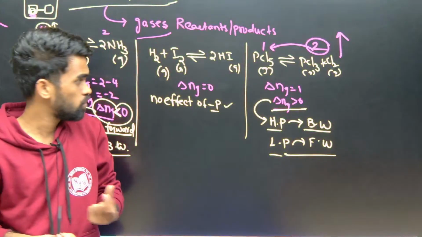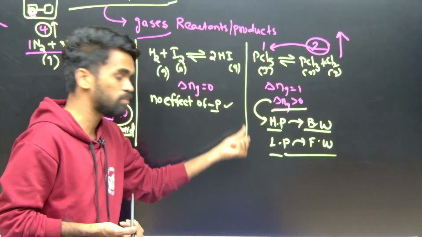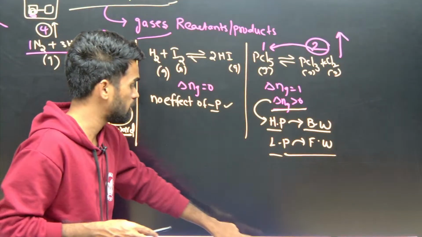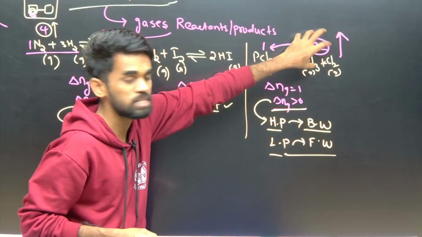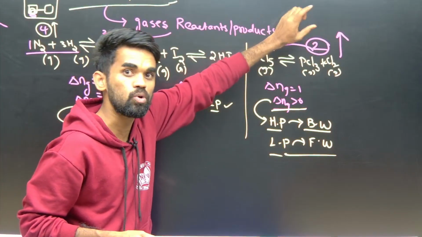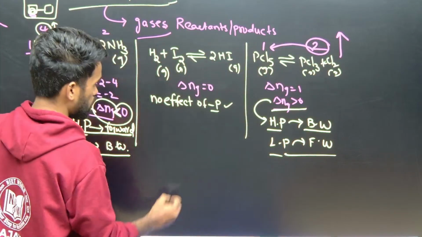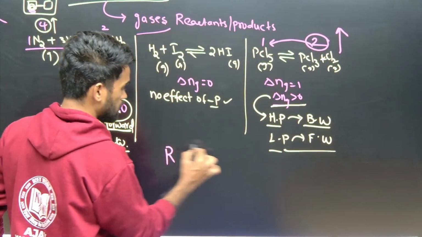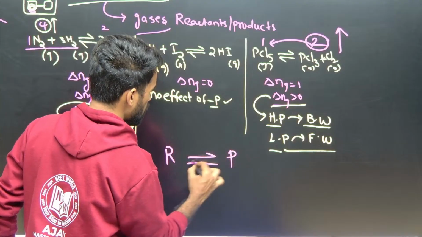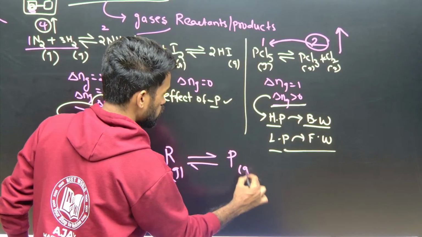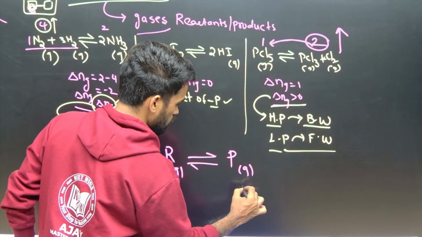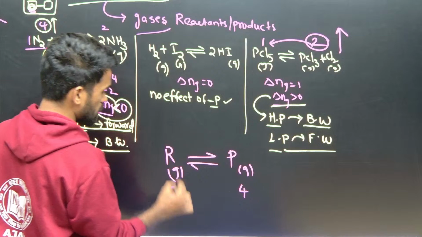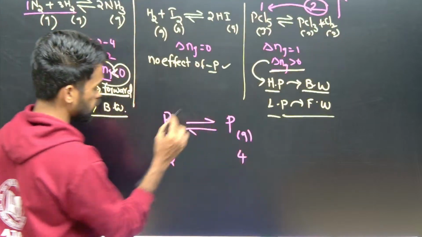Either you can remember these direct statements, or it is better to understand the concept I am saying. Whenever there are more moles, the effect of pressure will be more on that side. For example, this is the reactant side and this is the product side, all of them gases only. Here there are 4 gaseous moles, and there are only 2 gaseous moles in a unit volume.